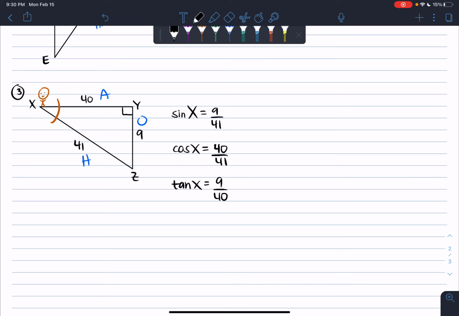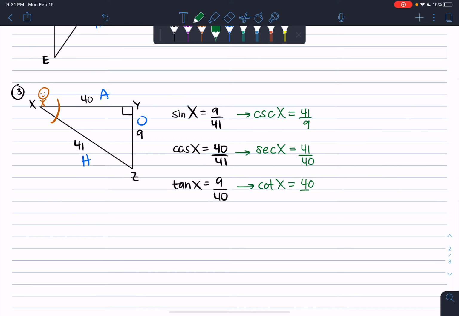Awesome. So now let's find the reciprocals of each. So the reciprocal of sine of x will be cosecant x. So CSC x is equal to 41 over 9. The reciprocal of cosine is secant of x is equal to 41 over 40. Finally, the reciprocal of tangent is cotangent. So we get cotangent of x is equal to 40 over 9.